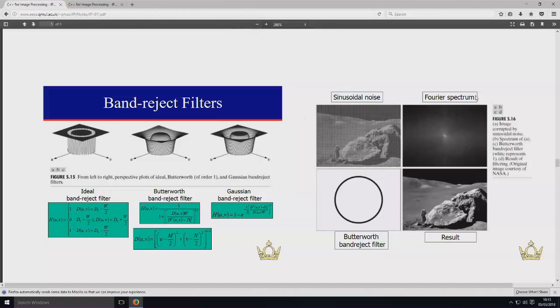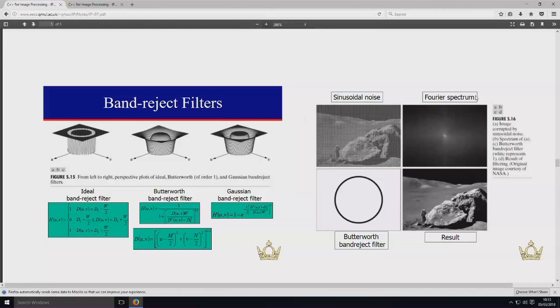And those filters are not exactly zero or one, but smoothly changing from zero to one.